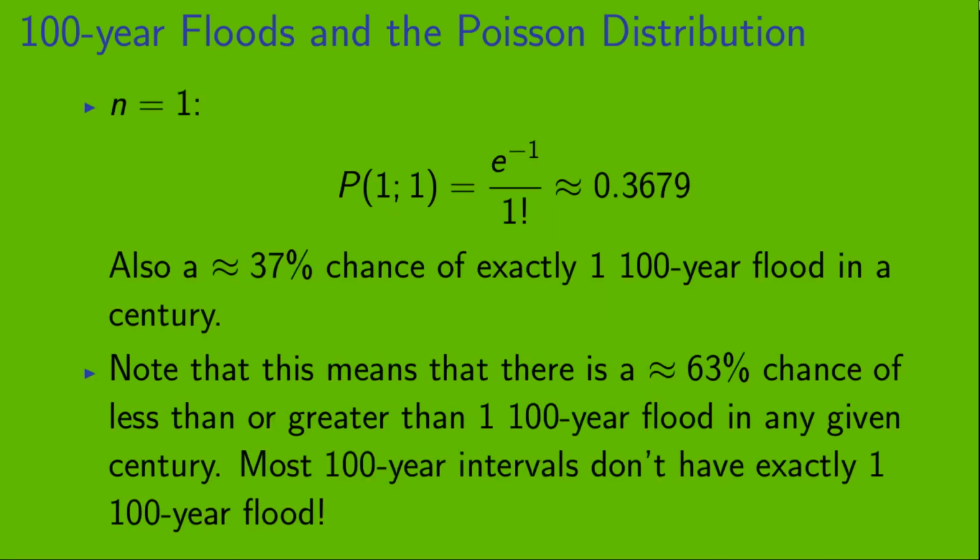Okay, so now let's check out the case n equals 1. So we plug in n equals 1 to our Poisson distribution formula for lambda equals 1, and again we get 0.3679-ish. So this means that there's also about a 37% chance of exactly one 100-year flood occurring in a given century. So note that this means that there is an approximately 63% chance of less than or greater than one 100-year flood occurring in any given century. So most 100-year intervals don't have exactly one 100-year flood.